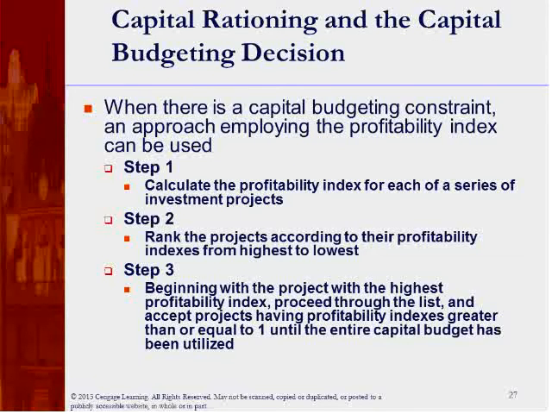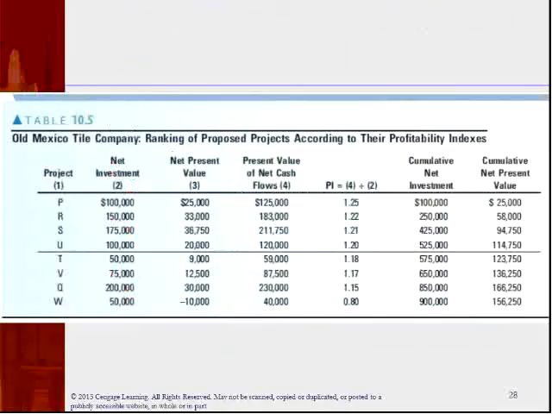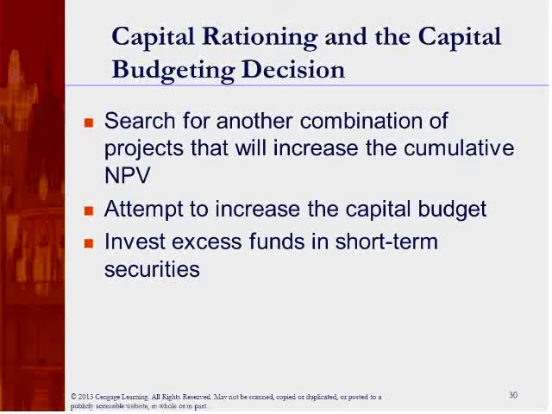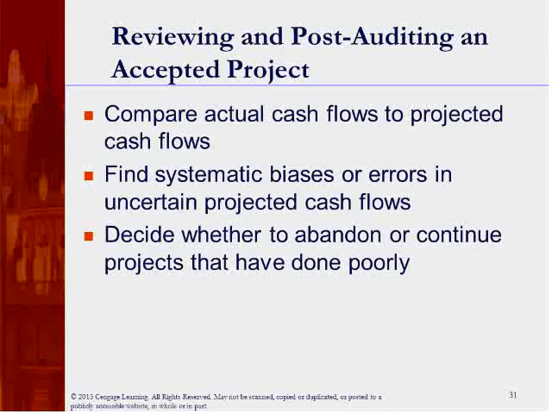When there is a capital budgeting constraint, an approach employing a profitability index can be used. So you can rank them like this and see which one you accept. You accept the ones with the highest PI. Well, capital rationing means you search for a combination of projects that will increase the cumulative NPV. What about after you're done with projects? You compare actual cash flows to projected cash flows, you find systematic biases or errors in projected cash flows, and decide whether to abandon or continue projects that have done poorly.